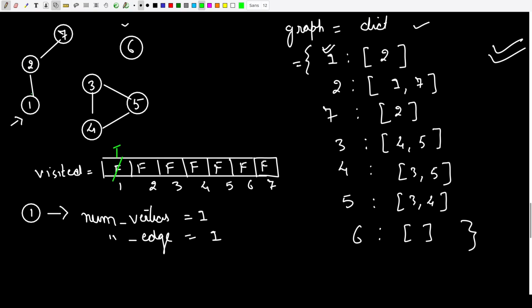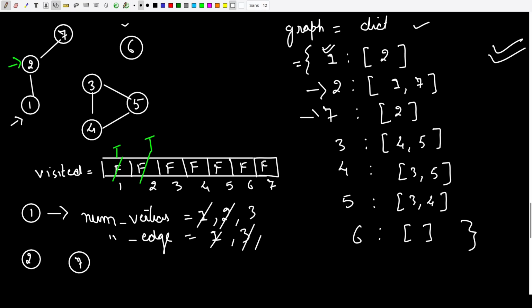Now the next element in DFS will be 2. So now we are at node 2, and let us update our number of vertices and number of edges. The number of vertices will be increased by 1, so that becomes 2, and for 2 there are 2 edges, so the number of edges will be increased by 2, and this becomes equal to 3, and similarly this will be marked as true. From 2 we can move to 7, and now we are at node 7, and let us increase it. The number of vertices will be increased by 1, and the number of edges over here will be increased by 1, so this becomes equal to 4.